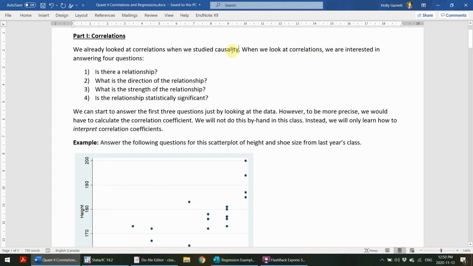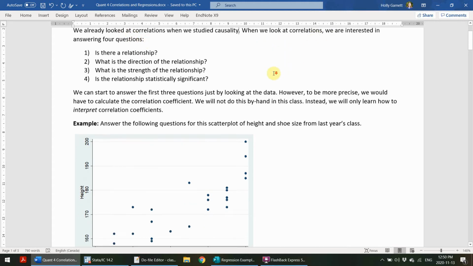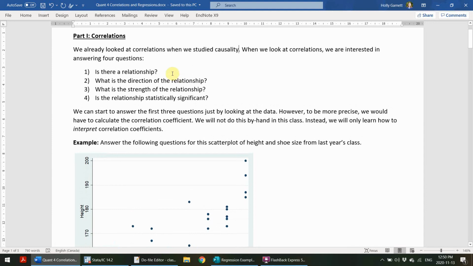When we look at correlations, though, we're interested in answering 4 questions. The first is, is there a relationship? What is the direction of that relationship? What is the strength of that relationship? And is the relationship statistically significant to a threshold that we've decided? Remember, we always decide our threshold. So that could be 90% confident, 99% confident. So your p-value could be less than 0.1 or less than 0.01.